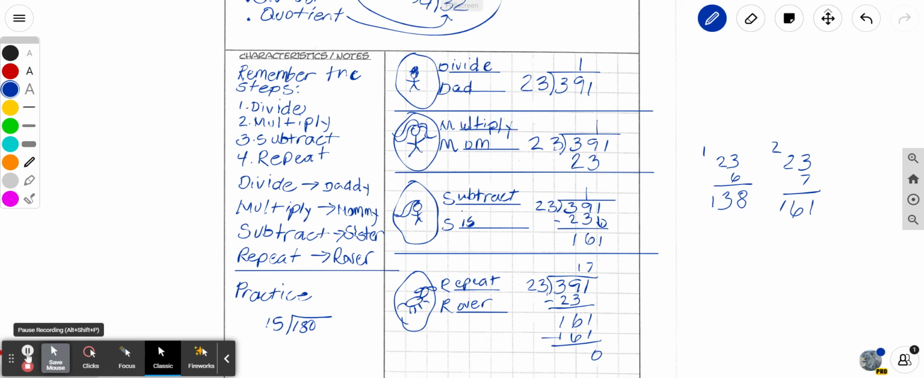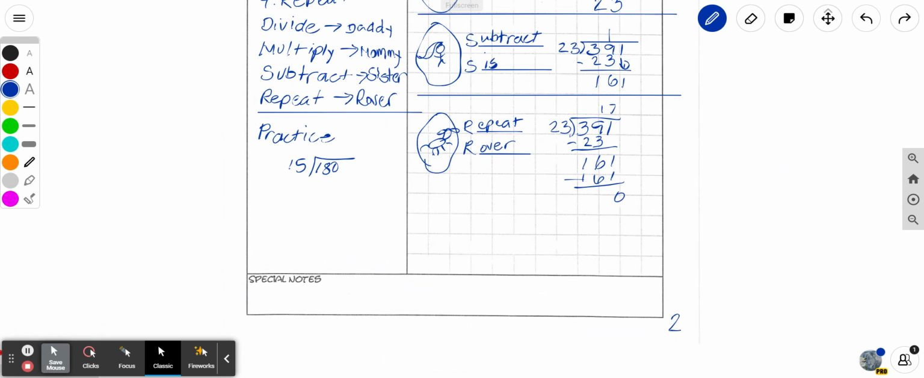Okay, now I'm going to do the practice problem. So the practice problem is 180 divided by 15. So I want you to pause this video and see if you can solve this one on your own, and then start the video again and see if you did it correctly.